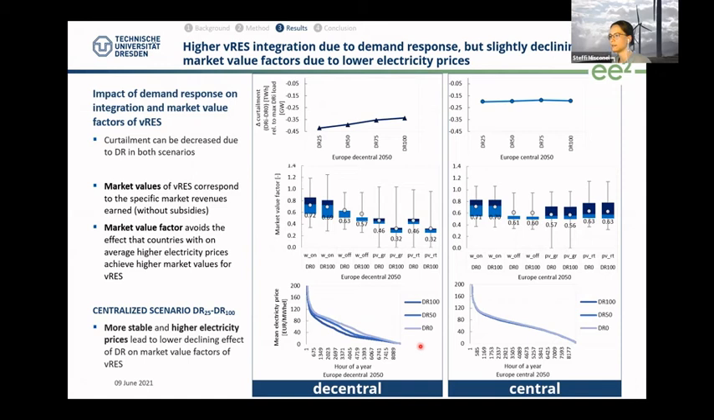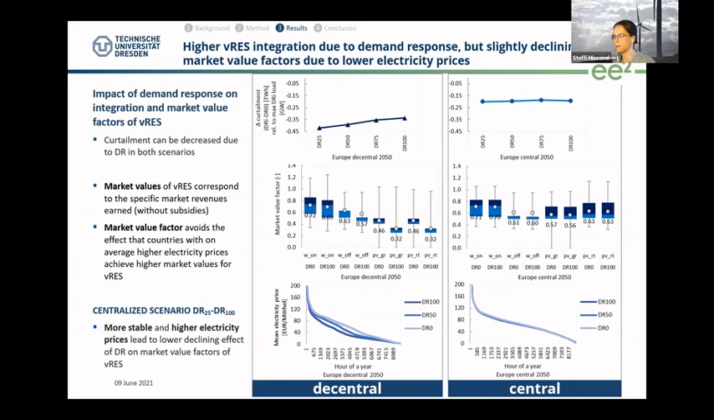And there's a different effect in the decentralized scenario. Here, the market value factors remain almost constant. And this is due to the high feed-in of wind offshore, which stabilizes the market value factors while the electricity prices remain almost constant, or constant in the sense of with increasing demand response potential. And the electricity prices are also slightly higher in this scenario.